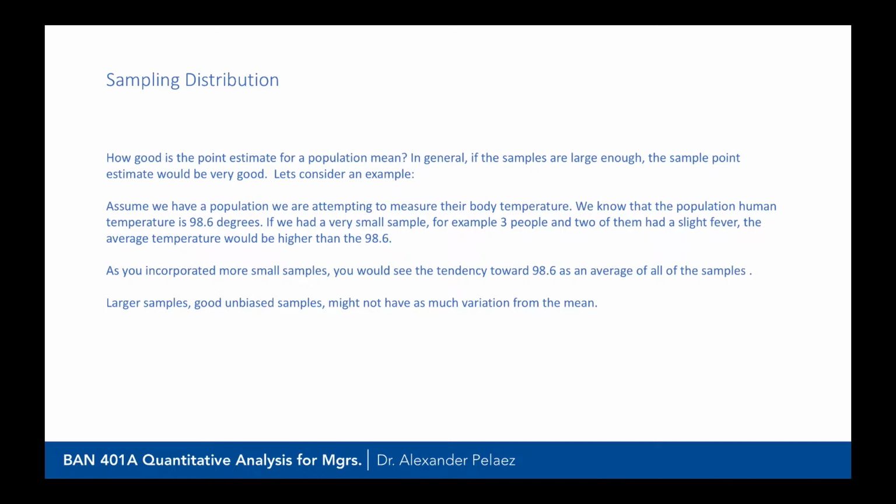If you increase the sample size from 3 to, say, 30 and 50 and 100, again, you would see the same thing. And it's because as we add more observations, either through increased number of samples or through increased number of observations in a single sample, we will not have as much variation from the mean.